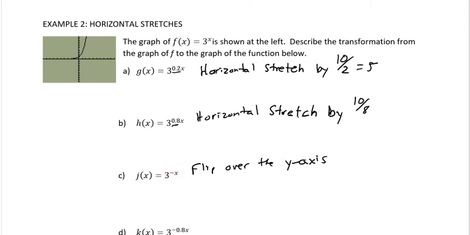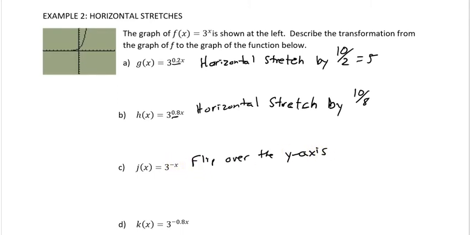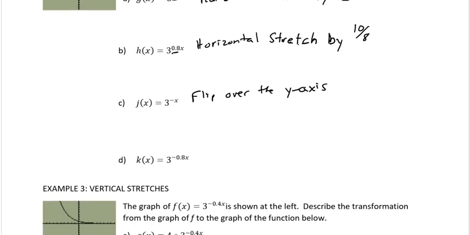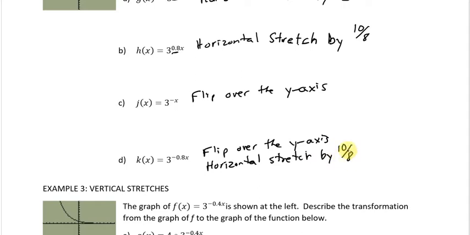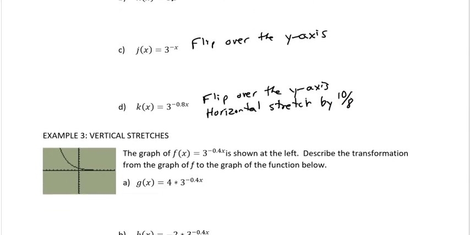And then D, we actually combine B and C, put both transformations in there. So you're going to flip over the y-axis first, and then you would do a horizontal stretch by 10 over 8. Good. Those are good horizontal stretches. Again, we've done all this before.